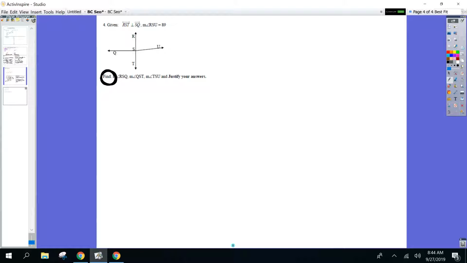fine. Does it say prove anymore? No, so I don't need to do statements, reasons anymore. Unless it says prove, no statements and reasons. Find is usually an algebra problem, which this is. All right, but you can still mark your diagram. Hey, mark your diagram with what you're given. Still do that. RSU, 89 degrees.